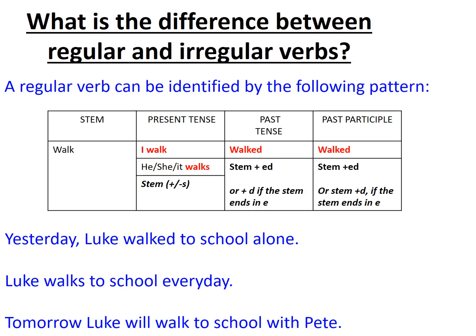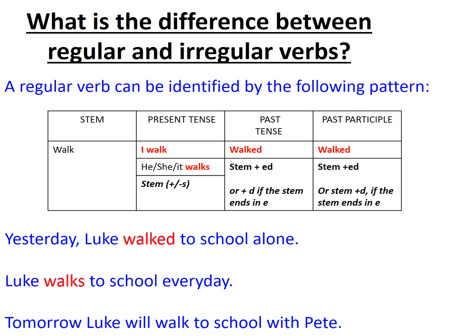So, how did you get on? Yesterday, Luke walked to school alone. So, that's in the past tense. That has happened. He did that. Luke walks to school every day. Walks is in the present tense. The fact it's in the third person is the reason why it has the S added to it.